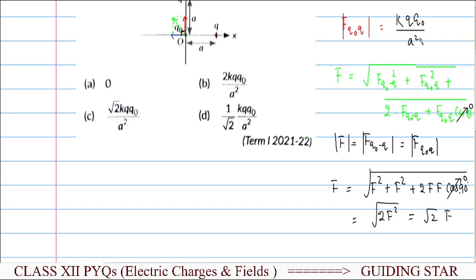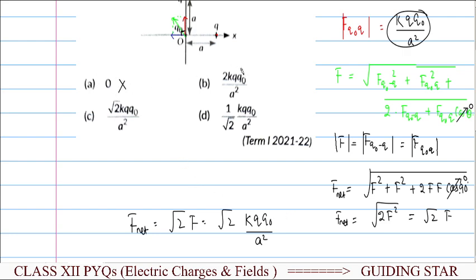We know that the magnitude of the individual force is nothing but k q q naught upon a square. So F net finally comes out to be root 2 times F, that means root 2 times k q q naught upon a square. So finally we'll check the options. This option is incorrect. Root 2 times k q q naught upon a square, so option C is correct, and this is also wrong.